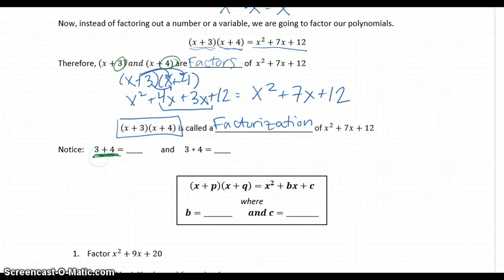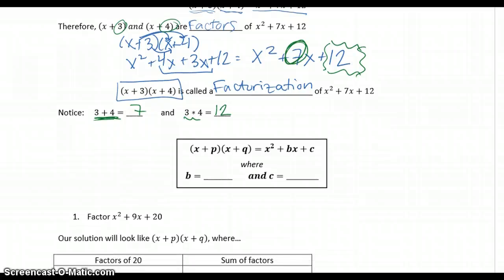So notice here we have x plus 3 and x plus 4. 3 plus 4 gives us 7, which is the number in front of the term that just has x, or the coefficient in front of x. And 3 times 4 gives us 12, which is the last term, or just the number. So this pattern is always going to be true, and we can use it to help us factor.